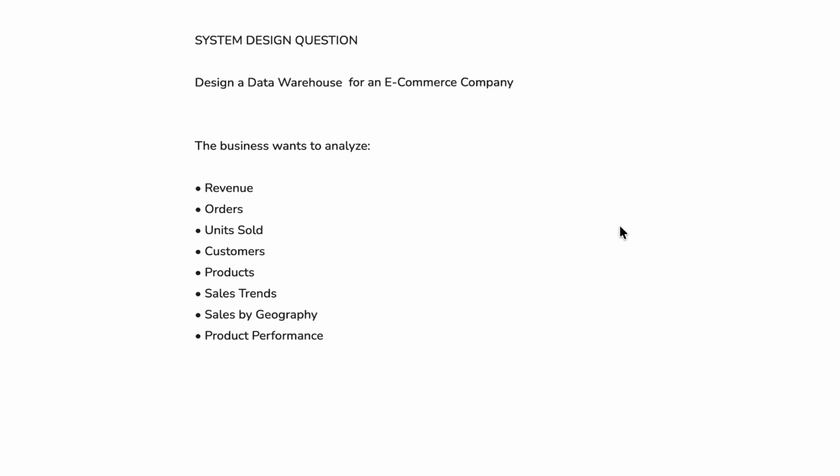Here's the problem. Imagine we are working for an e-commerce company. Customers place orders, and each order can contain one or more products. The business wants to analyze revenue, number of orders, units sold, customer behavior, product performance, sales over time, and sales across different locations. Our job is to design the analytical data warehouse that supports these questions.